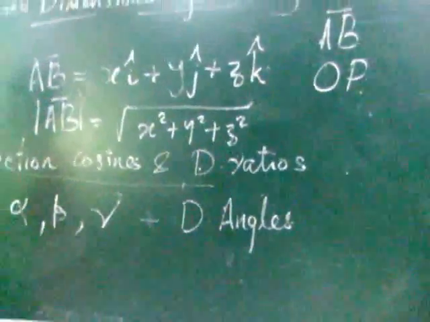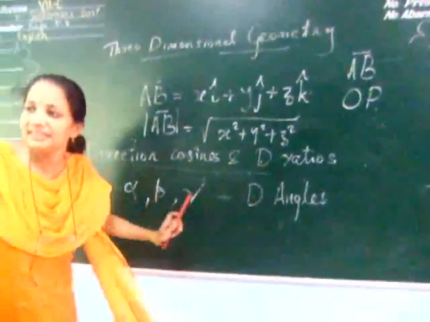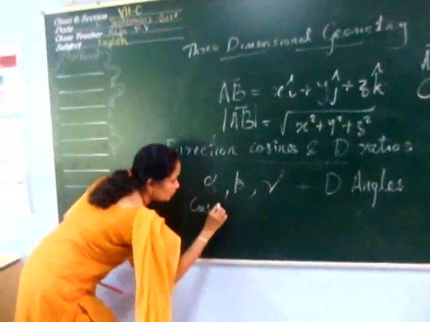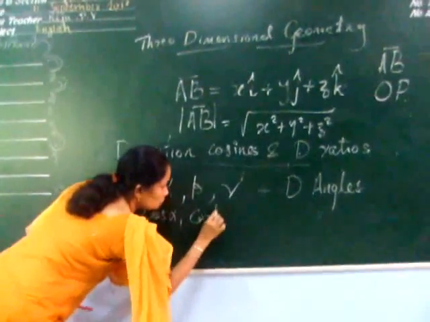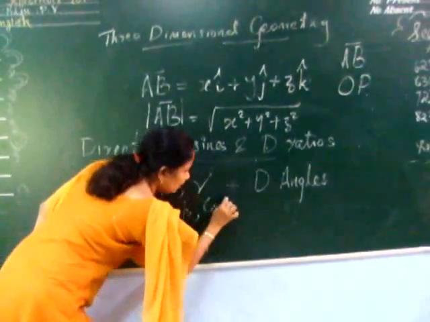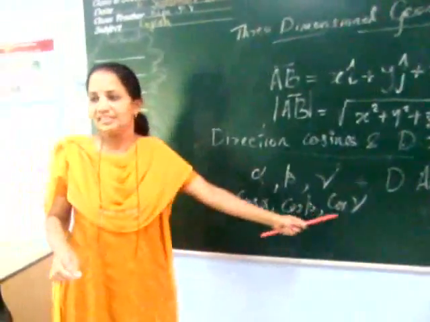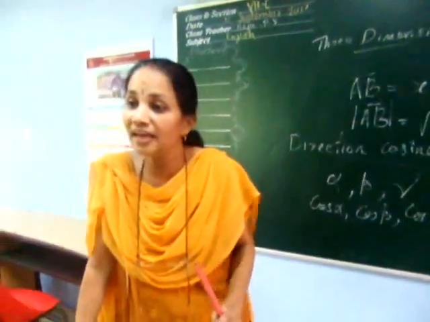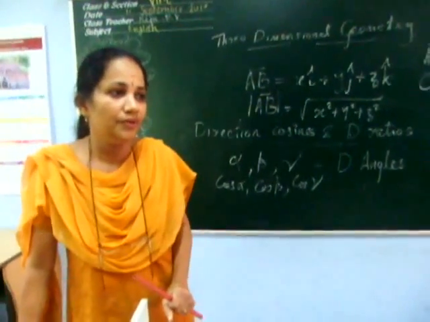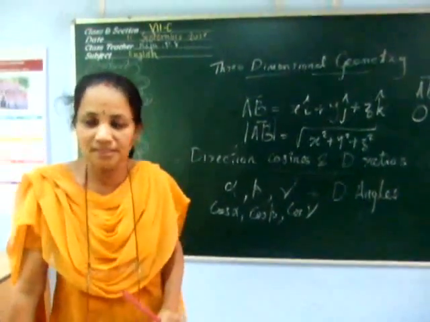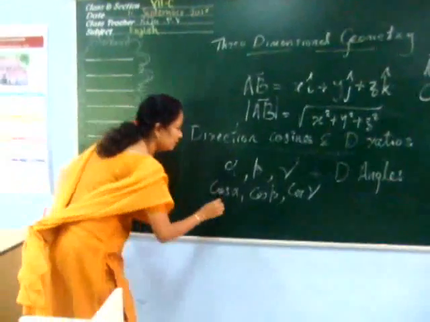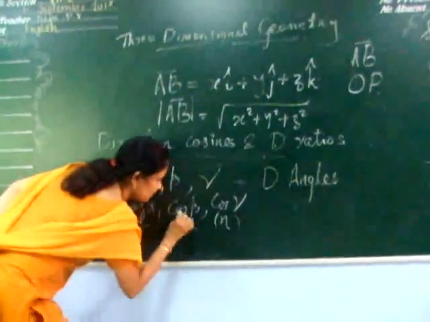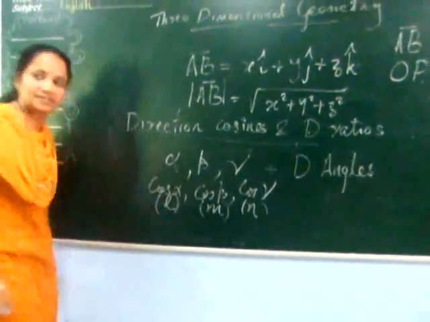Direction angles. With these three angles, when you find the cosine of these angles, cos alpha, cos beta, cos gamma, they are known as direction cosines. We normally use the letters L, M, N to represent the direction cosines.